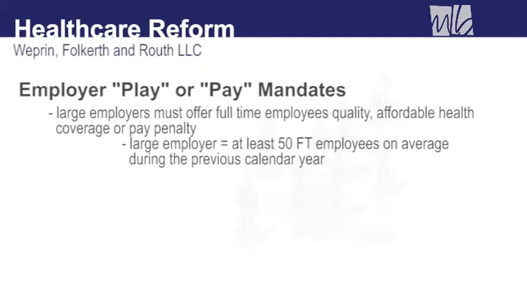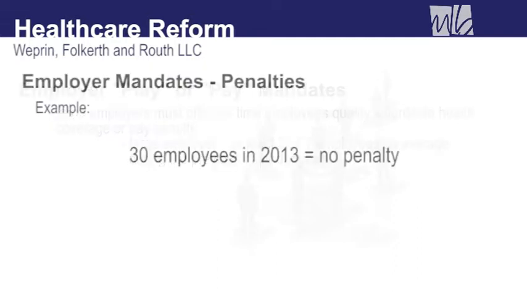It is critical you understand that the penalties apply to employers so that you can develop a strategy best suited for your organization. First, the employer penalties only apply if the employer had at least 50 full-time employees during the preceding calendar year. For example, if the employer only had 30 employees during the 2013 calendar year, then this employer is not subject to any penalties under healthcare reform.